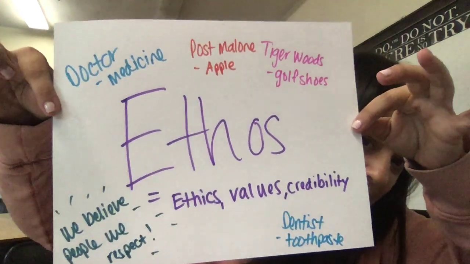Type of structure to it, and it's either ethos, pathos, or logos. So we're going to talk about those today so you can tell the difference. The first is ethos.